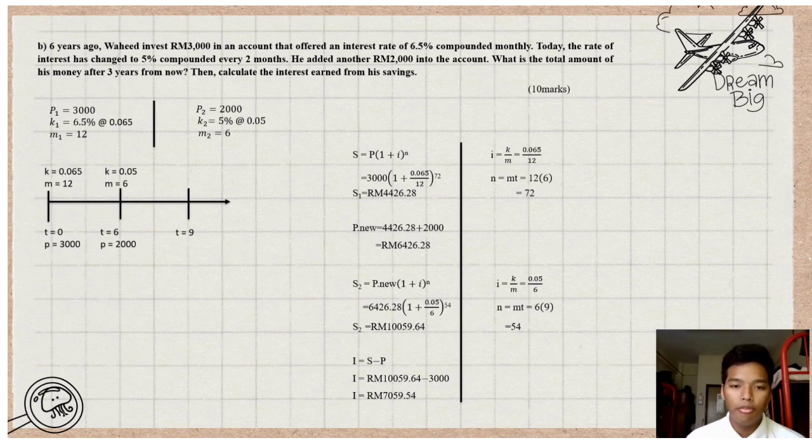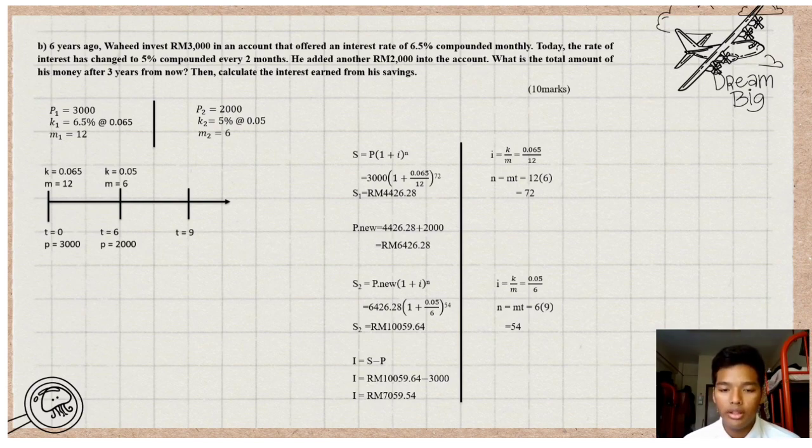Then let's calculate it. First, we should find the formula to find S. The first formula is S equals P bracket 1 plus I to the power of N. I equals K over M, which is 0.065 over 12. And N is MT, equals 12 times 6, equals 72. We get the S1 answer as 4,426 ringgit 28 cents.